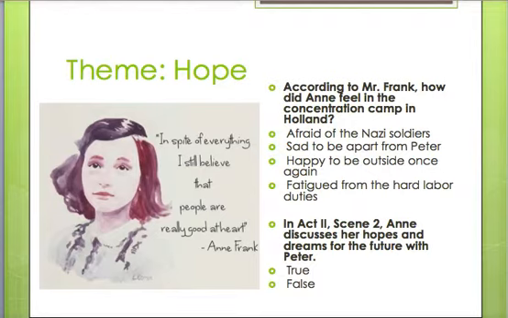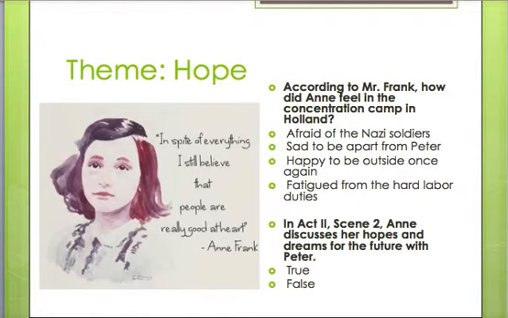According to Mr. Frank, how did Anne feel in the concentration camp in Holland? Was she afraid of the Nazi soldiers? Was she sad to be apart from Peter? Happy to be outside once again, or fatigued from the hard labor duties? Well, she was probably a lot of all of those things, but after Mr. Frank got out of the concentration camp, he related that Anne was actually happy because she got to be outside once again. So there's more evidence that she had hope.